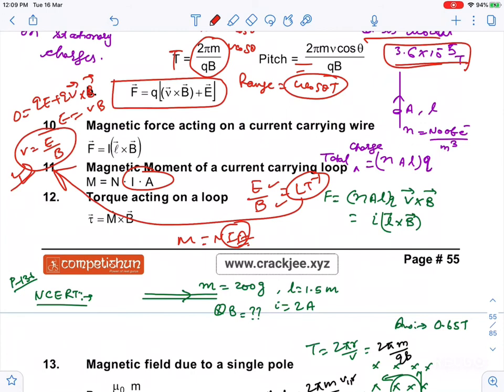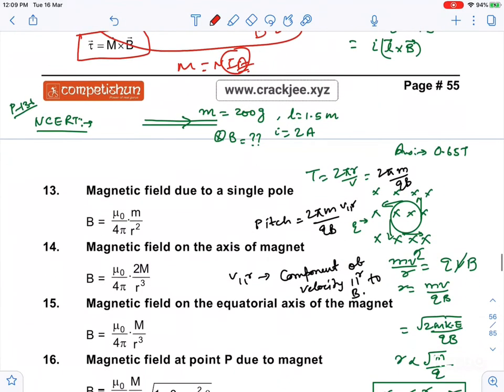What is M? M is magnetic moment, N I A, meaning number of turns times current multiplied by area. Sometimes they can ask you the magnetic moment only. So current they will give you, and area is pi r square if it is a circular structure, or a square if that is square, like that. So magnetic moment you can calculate, and torque is nothing but M cross B, guys.